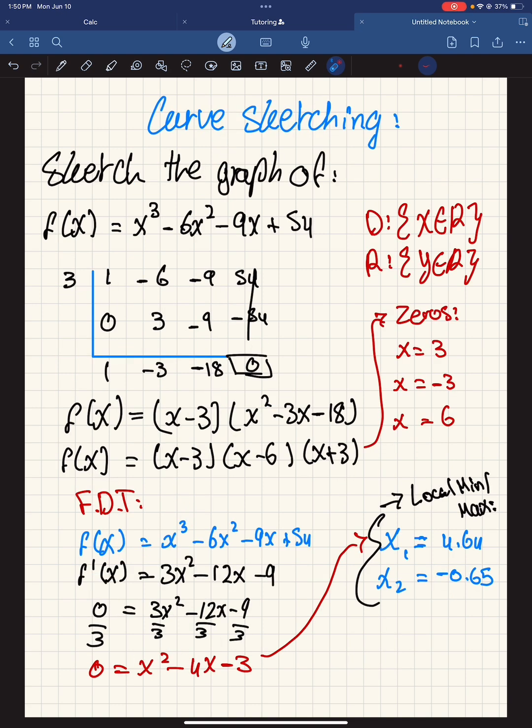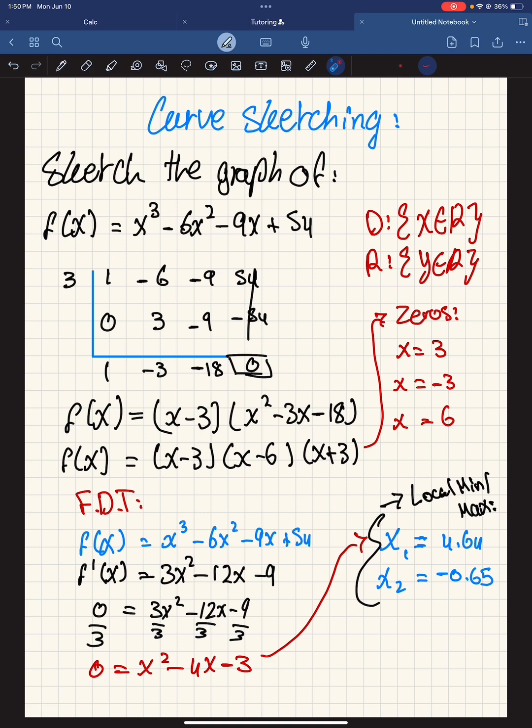The next topic we're going to go through is curve sketching. For curve sketching, there's an algorithm that you should follow, and I'm going to show you that algorithm right now. In this question, it says, sketch the graph of this function, f of x equals x cubed minus 6x squared minus 9x plus 54. So the first step would be to find the domain and the range of that function.